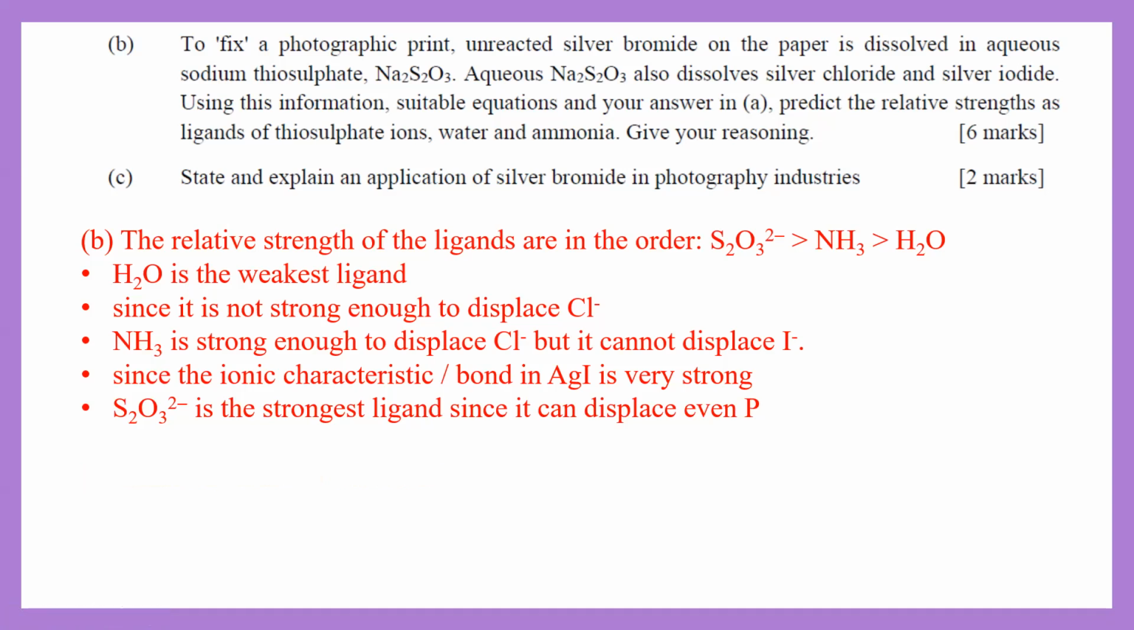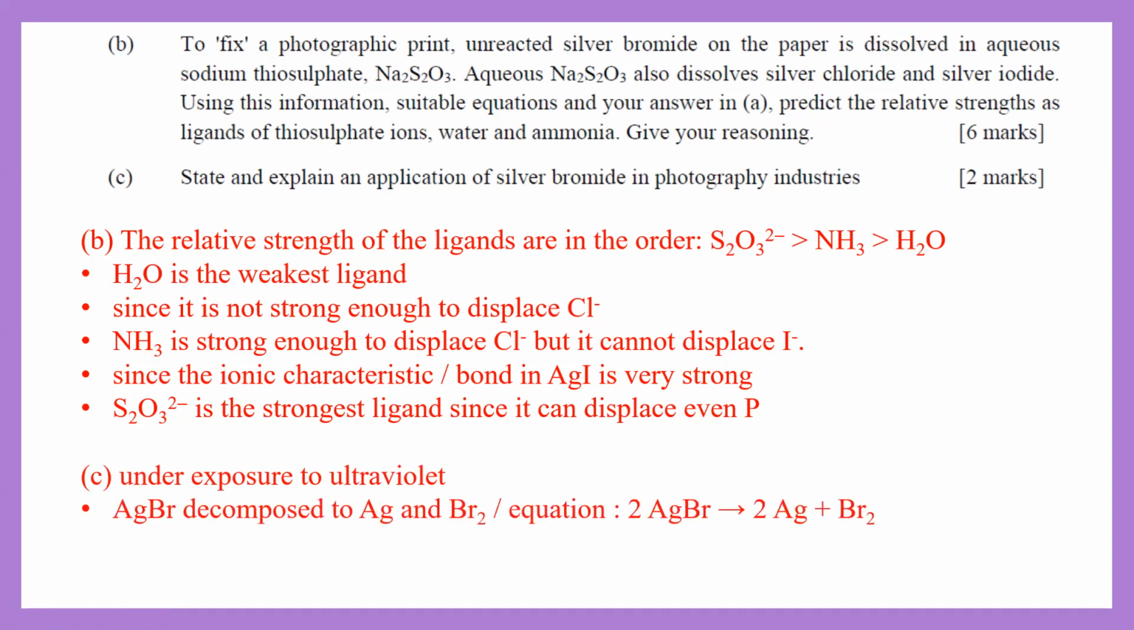And then C: state and explain an application of silver bromide in the photography industry. Silver bromide is used for black and white photography. Under exposure to ultraviolet light, silver bromide decomposes to silver and bromine according to the equations. I forgot to write one more statement.